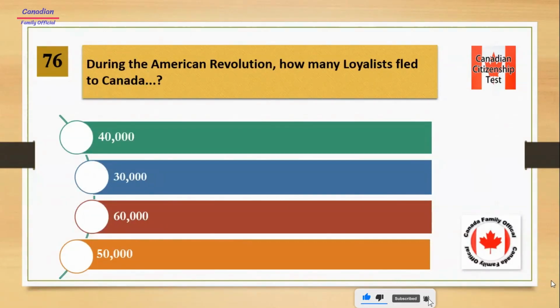During the American Revolution, how many Loyalists fled to Canada? Number 1, 40,000. Number 2, 30,000. Number 3, 60,000. Number 4, 50,000. And the answer is 40,000.